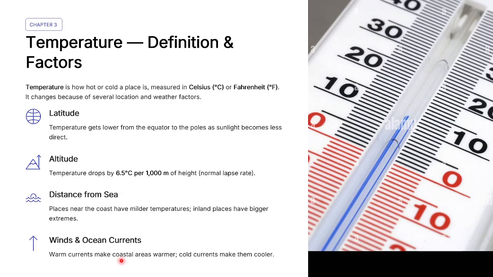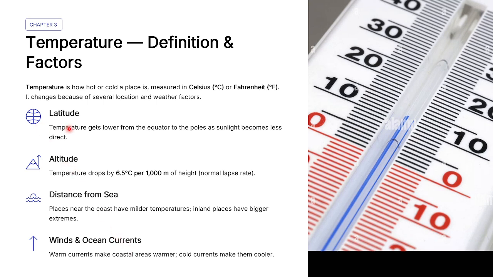Okay, so temperature and its defining factors. Temperature is how hot or cold a place is. It is measured in Celsius or in Fahrenheit. It changes because of several location and weather factors. It may be latitude, altitude, distance from the sea, winds and ocean currents.